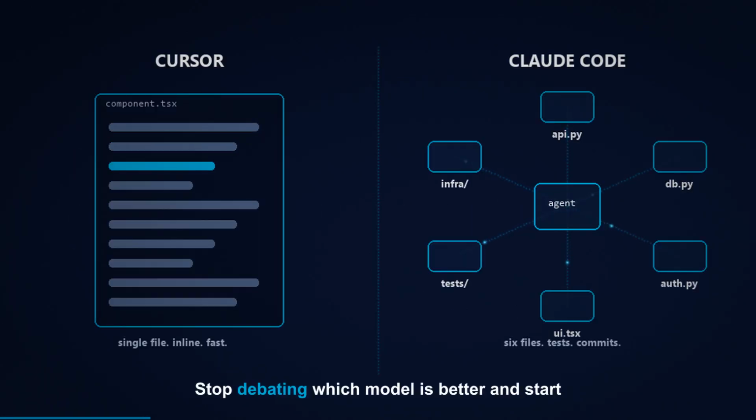Stop debating which model is better and start allocating them correctly. Cursor is built for inline efficiency. If you're building out a mobile interface in React Native or polishing an Expo component, the inline flow is unmatched.